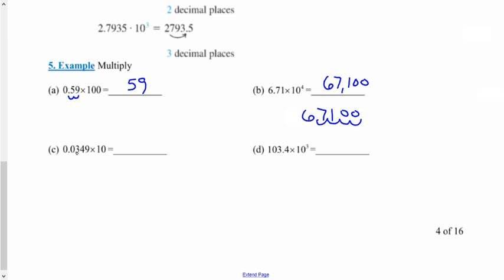And then down here, we'll move this. If it's 10, we just move it 1 place, and I get 0.349. This last one, I've got to move it 3 places, so 103.4. I've got to move it 1, 2, 3 places, so I got to put a couple more zeros on here, and that's how I get 103,400.